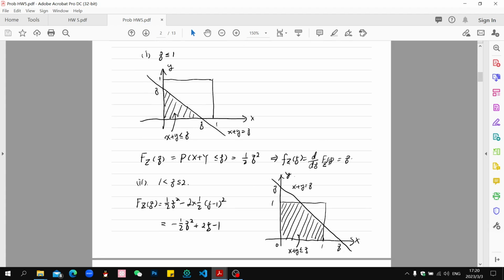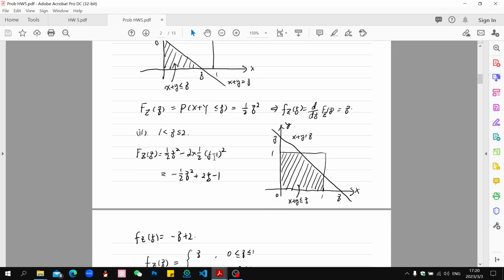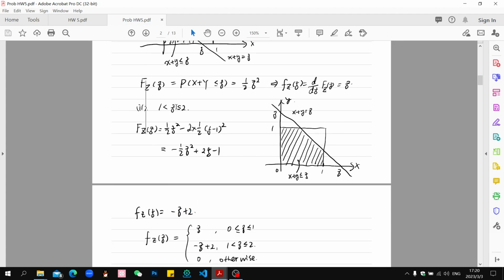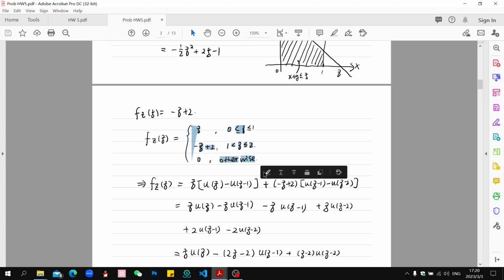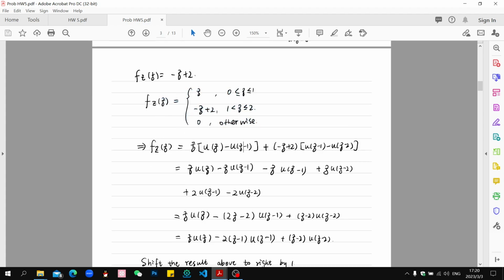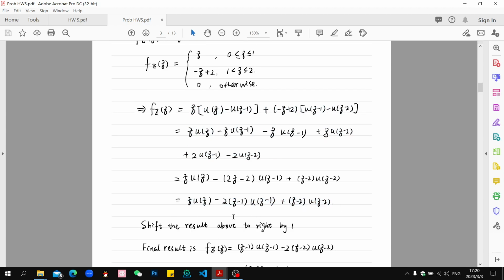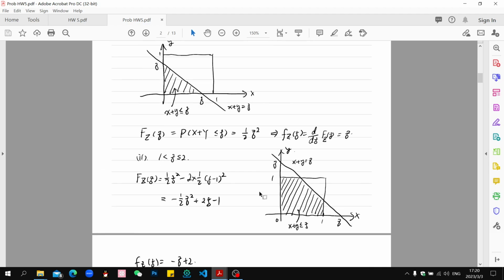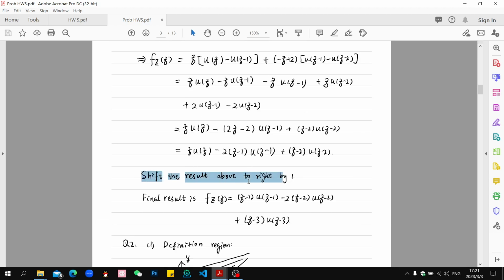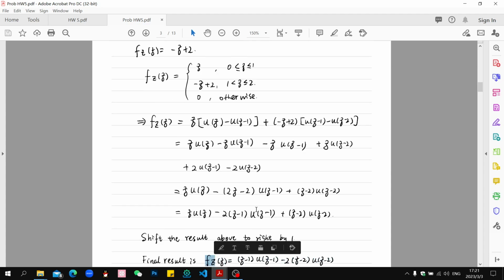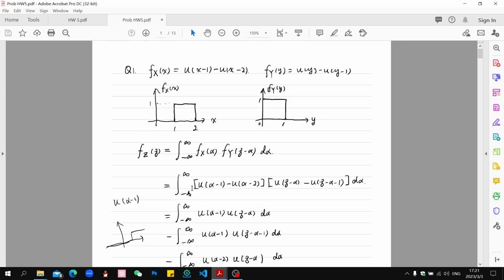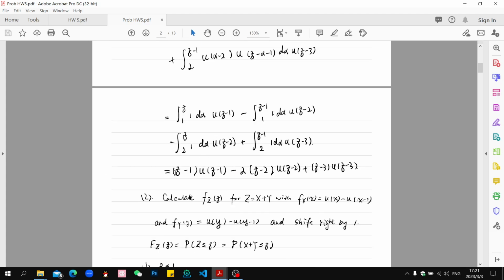So we can combine this function in this part and this function in this area. So we get this, and we write it in one line, basically like this. And then we simplify down to this form. This is the same. This is not the same yet. We have to now shift the result above to the right by 1, and we get the final result. This final result is the same as the one we got from the previous question here.